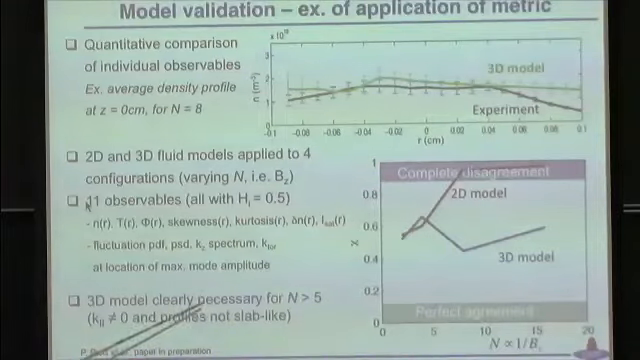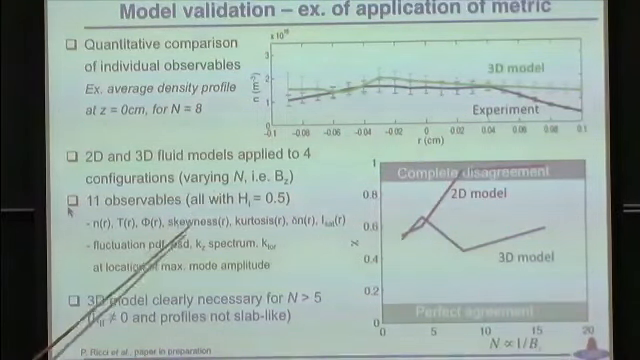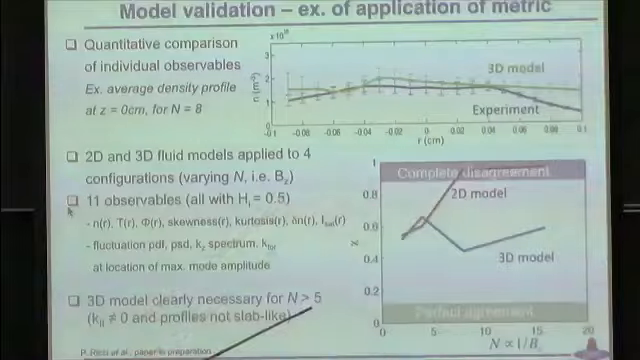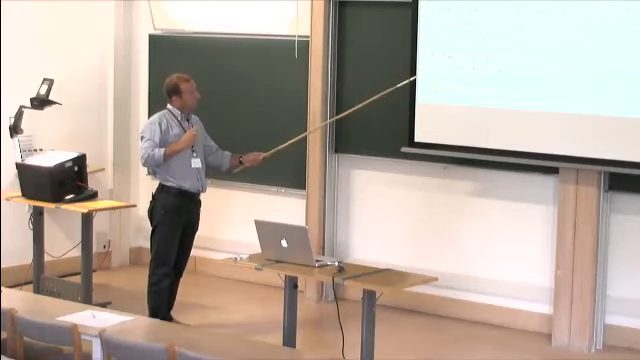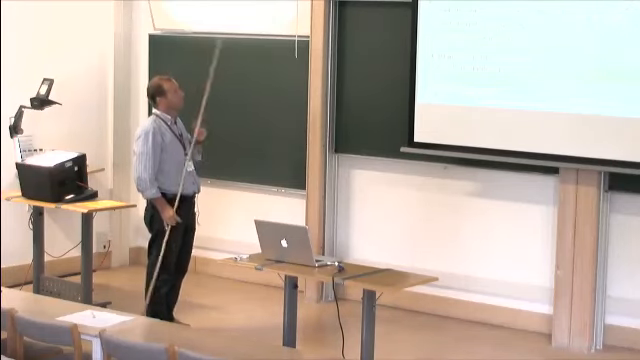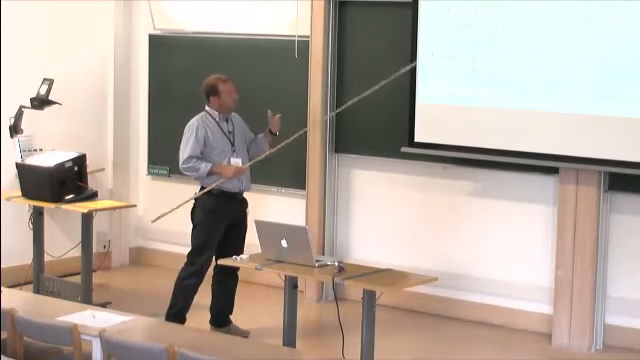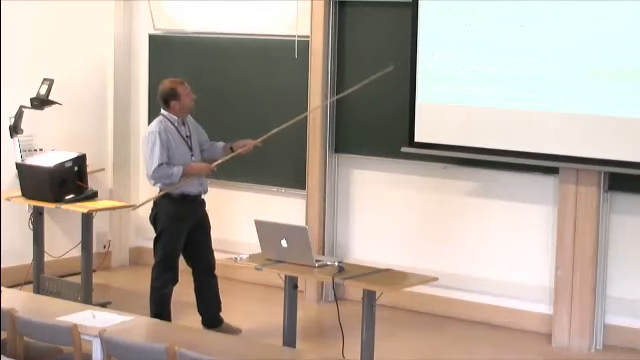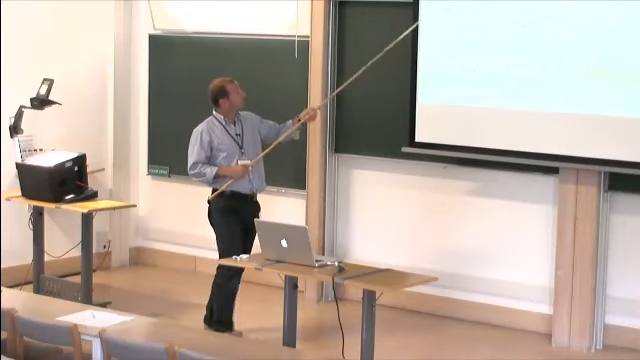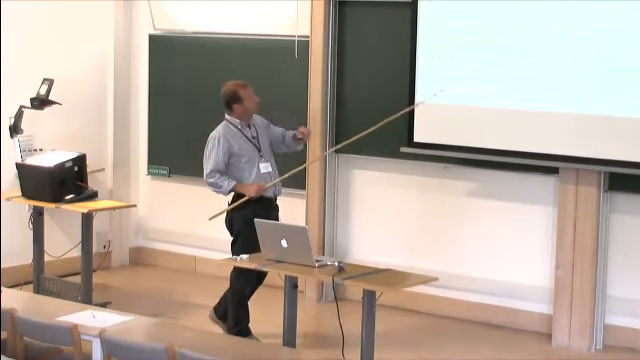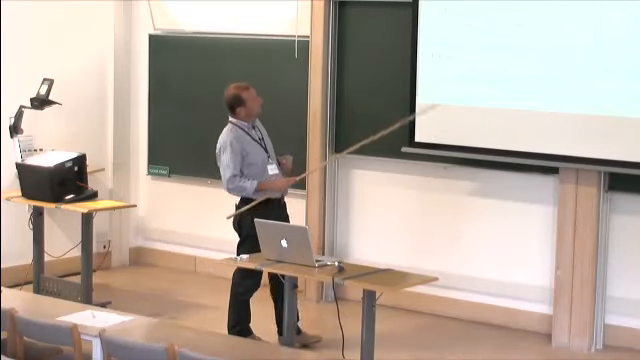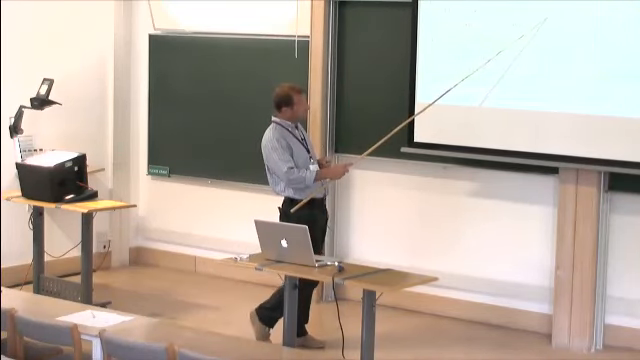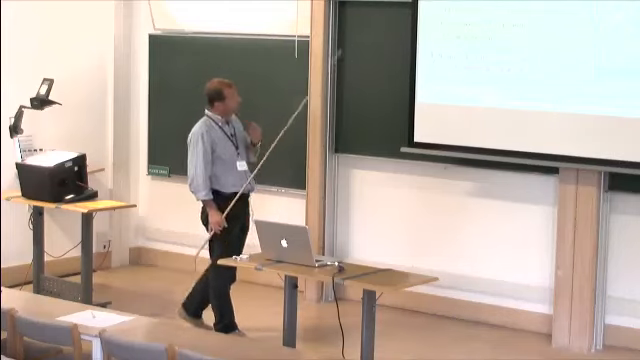And we took, in this case, 11 observables, all of them with HI of 0.5. But each observable, at least many of them, are profiles, so there's much more than 11 points. And of course, they are also time traces. So the density profile, temperature profile, plasma potential profile, skewness profile, kurtosis profile of fluctuations, of ISAT, I believe, fluctuations on density and the saturation current.